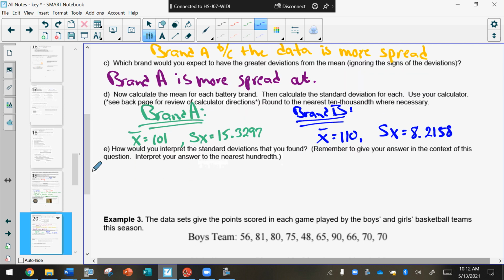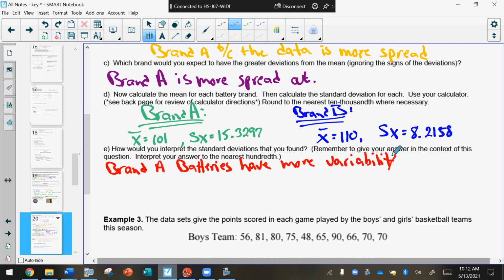So how would you interpret the standard deviations that you found? Well, brand A batteries have more variability of lifetime hours.